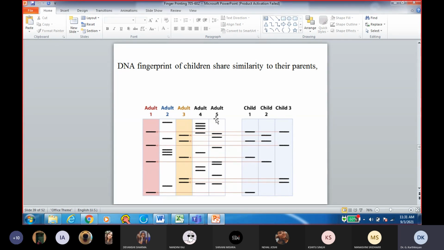I mean, this is not something unusual. It has happened many a times in India. Babies have been swapped, and then when people realize that the babies have been swapped, they go back to the court, they raise a case, and then DNA fingerprinting has solved a lot of these problematic things.